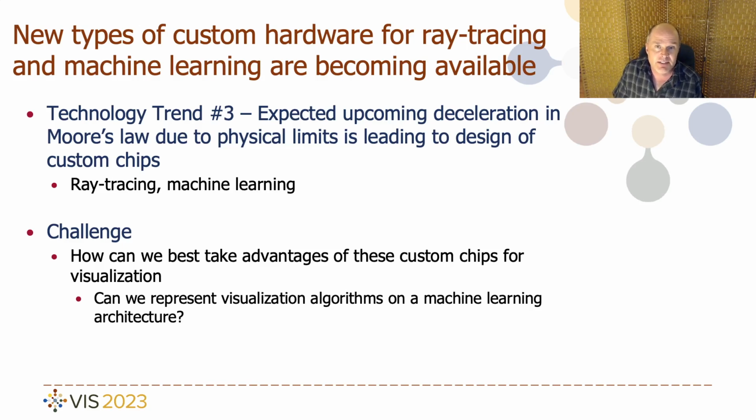Because of physical limitations in chip architecture, we expect that there'll be a deceleration in Moore's law. So what the industry is doing is designing custom chips. So things like ray tracing and machine learning chips are on the horizon right now. And our challenge is how can we best take advantage of these custom chips for visualization? For example, how can we represent visualization algorithms on a machine learning architecture?